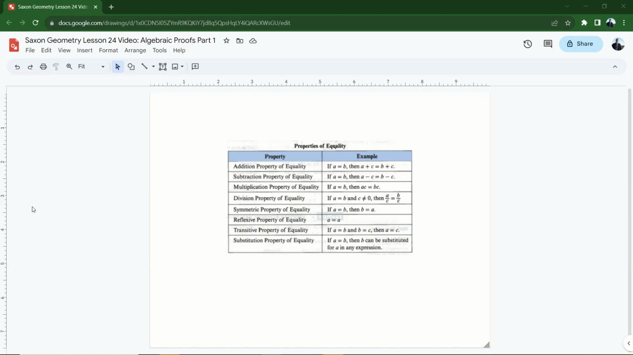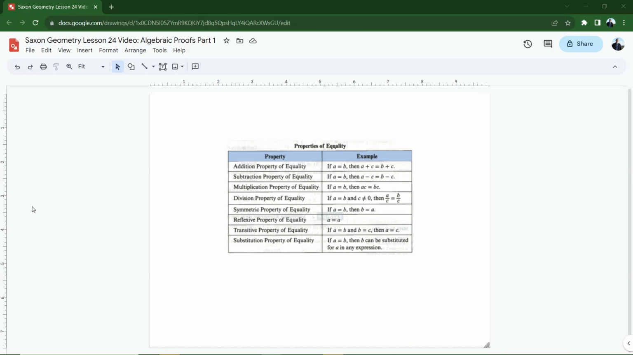Multiplication and division are a little different because of the nature of multiplication and division. If I multiply the left side of an equation by something, I need to multiply the right side. That's the multiplication property of equality. But here's the thing. When I multiply the left side, what does that mean? I multiply everything on the left side. And then I have to multiply everything on the right side.